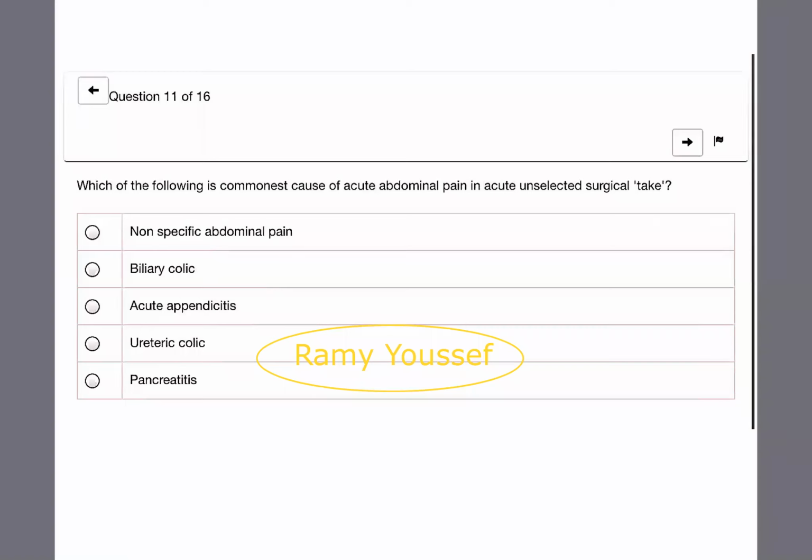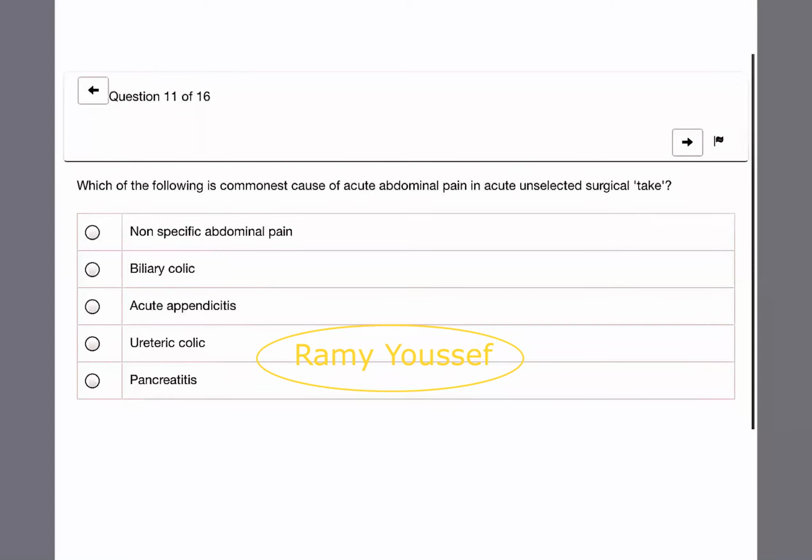Okay, which of the following is the commonest cause of acute abdominal pain in an acute unselected surgical take? Non-specific abdominal pain, biliary colic, acute appendicitis, ureteric colic, pancreatitis. I don't understand the question, actually. Most common cause of acute surgical abdominal pain.